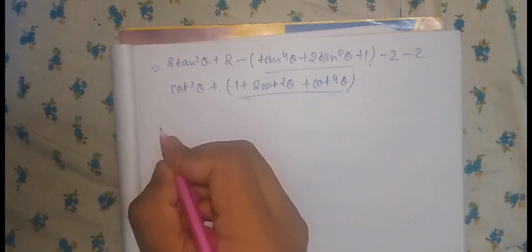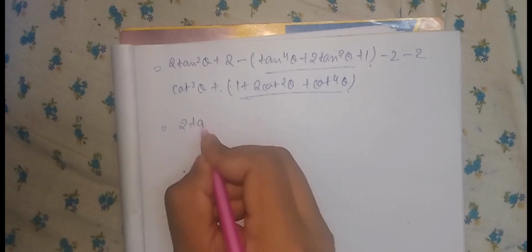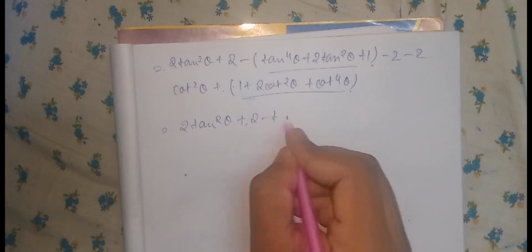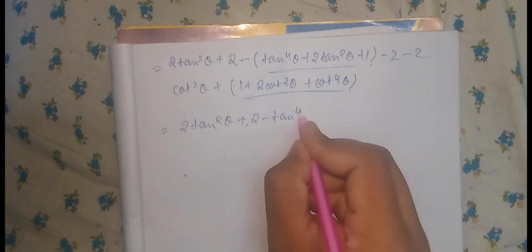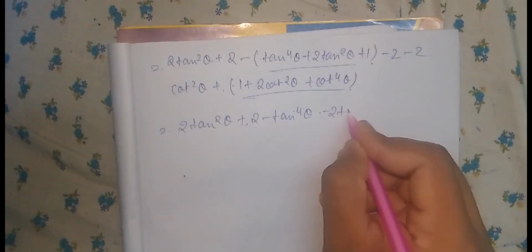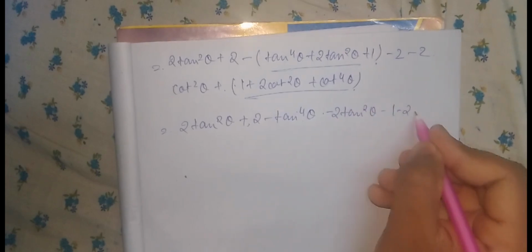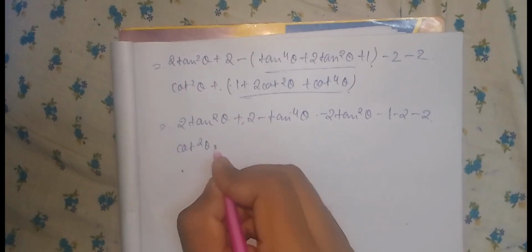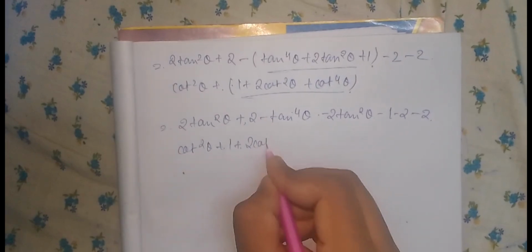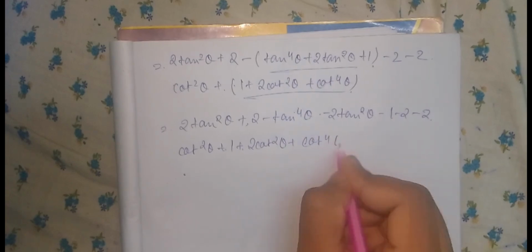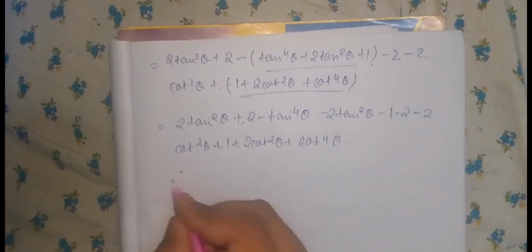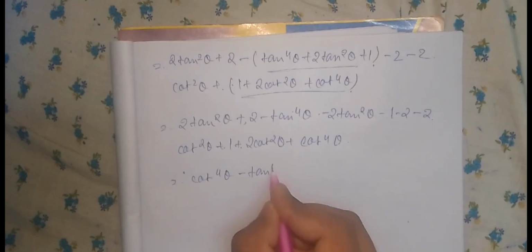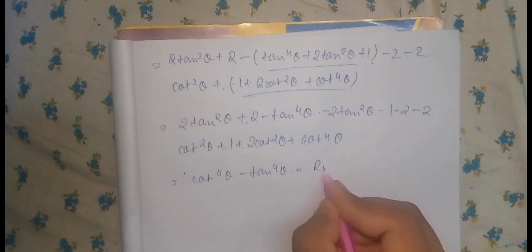After doing so, we have to simplify it. With the help of simplification, we find 2 tan square theta plus 2 minus tan to the power 4 theta minus 2 tan square theta minus 1 minus 2 cot square theta plus 1 plus 2 cot square theta plus cot to the power 4 theta. With further simplification, we get cot to the power 4 theta minus tan to the power 4 theta as our RHS.